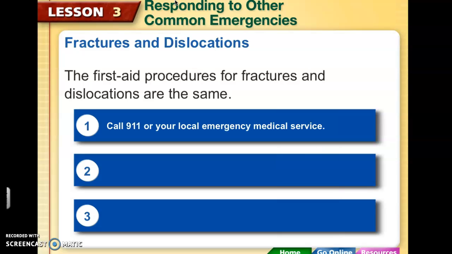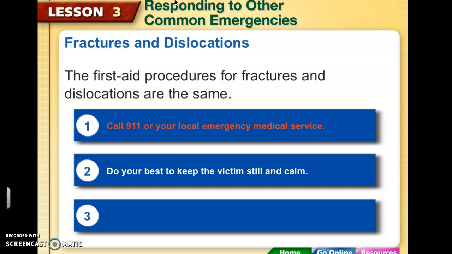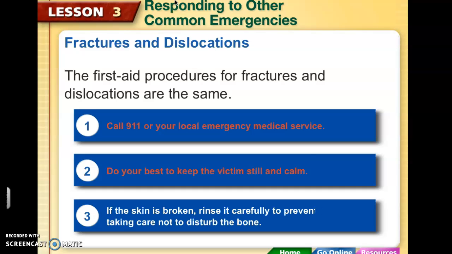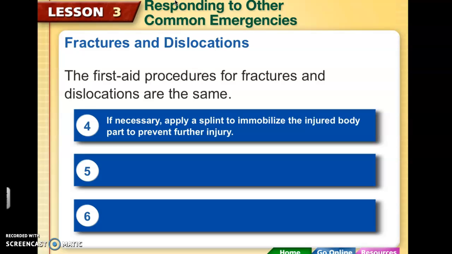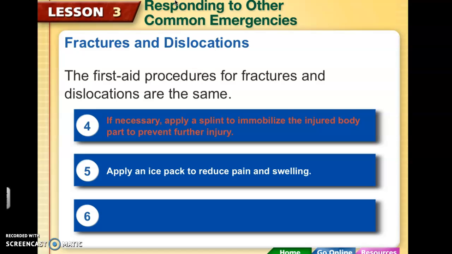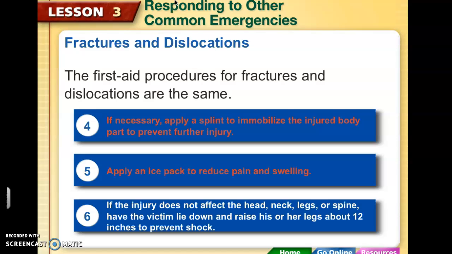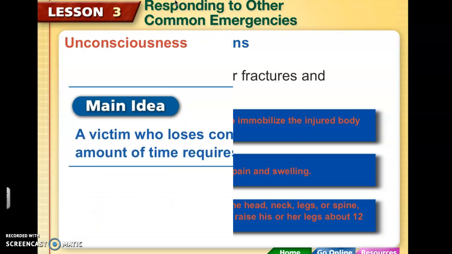The first aid procedures: call 911 or your local emergency medical service. Keep the victim safe, still, and calm, and if the skin is broken, rinse carefully to prevent infection and don't disturb the bone. Then, if necessary, apply a splint to immobilize the injured body part to prevent further injury. Apply an ice pack to reduce pain and swelling. And if the injury does not affect the head, neck, or spine, have the victim lie down and raise his or her legs about 12 inches to prevent shock.